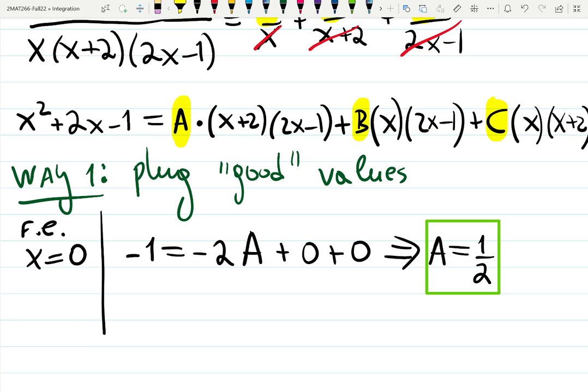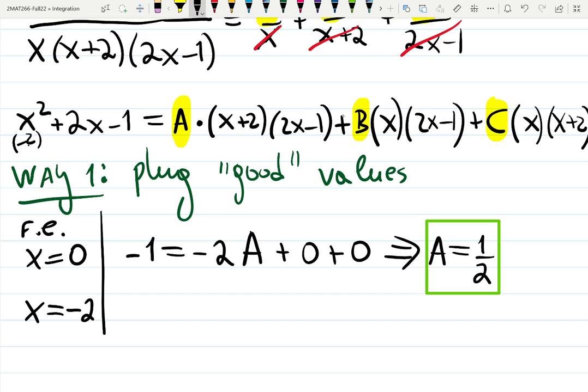Okay, we found A. For the others, what do you want to plug in now? -2, why? That will cancel out, and that will cancel out. So it's just convenient. Again, you could plug in anything, but this is convenient. If you plug in -2, you will have 4 or -4.